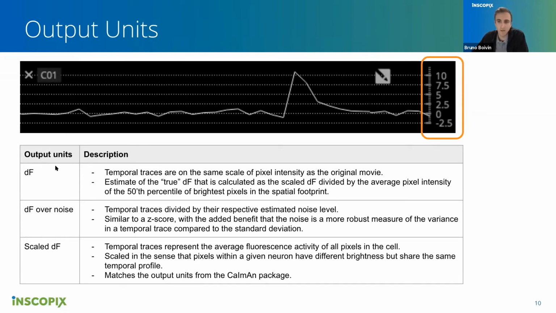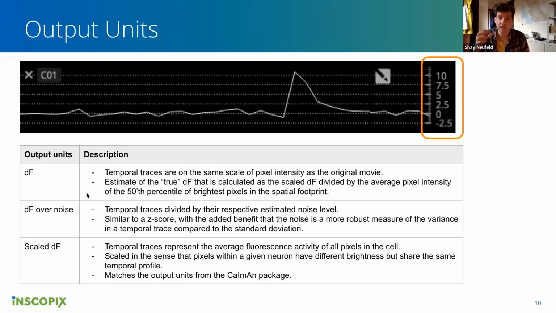So the first output unit that you can specify is something called DF. That refers to the fact that we're trying to output traces that are on the same scale as the original movie.